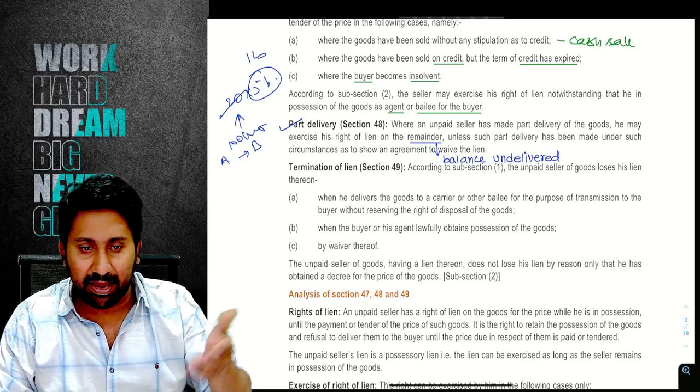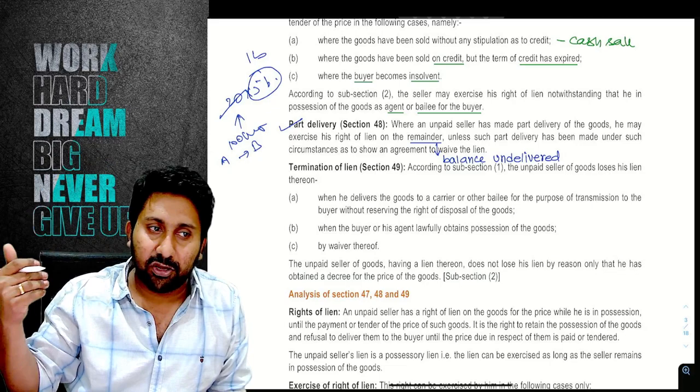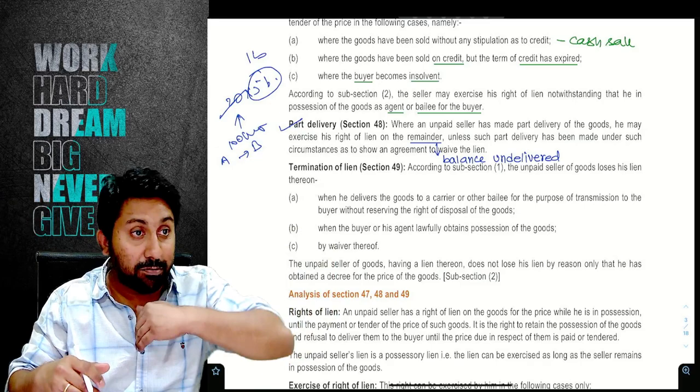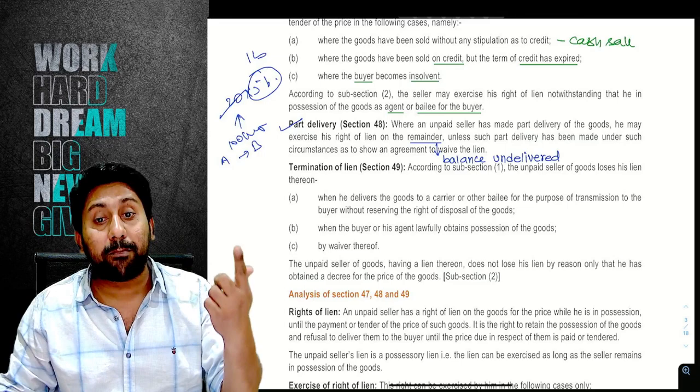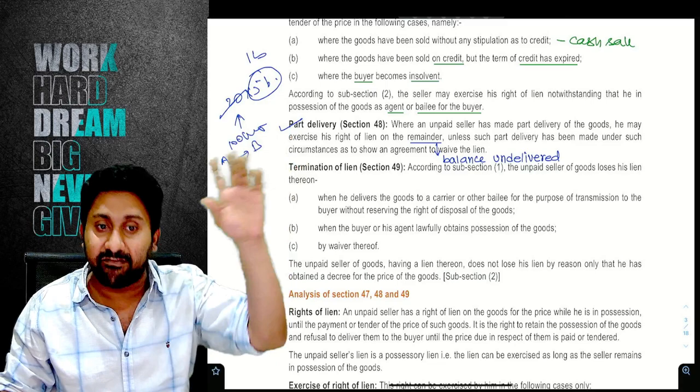On order, they will first supply some cement bags. You have to make a payment after one month or 1.5 months. Once you make the payment, the remaining they will release. If you don't make the first payment, they will not release the next. Even after you are not paying, if they are still delivering some goods to you, they are ready to waive the lien. It's called an implied waiver.